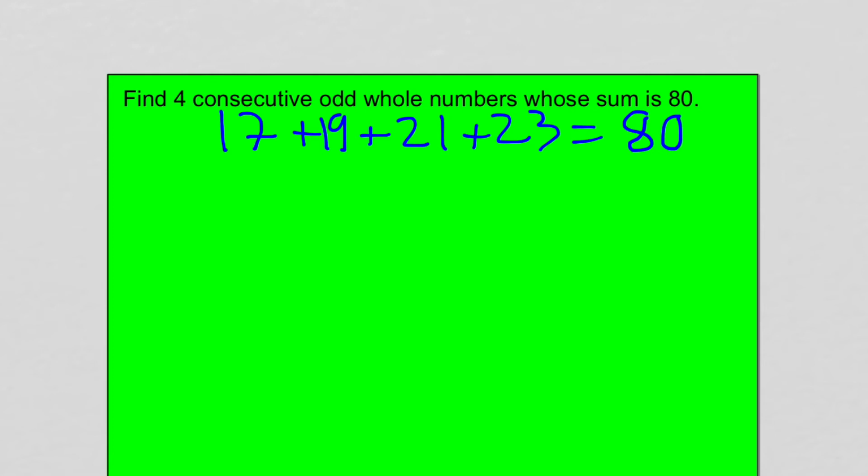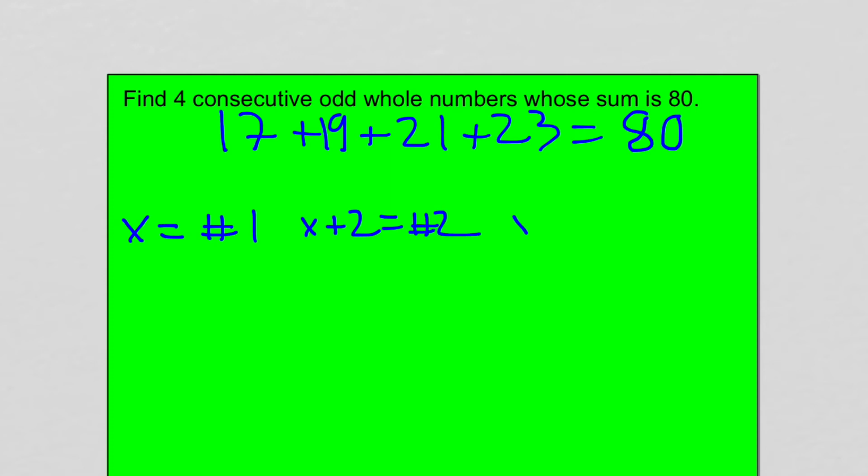To apply algebra to them, you would do the same thing as before. We're going to have 4 unknown numbers. The first one will be x. So x will be the first unknown number. The second unknown number has to be 2 above x because they're odd whole numbers, so always skipping one. So the next whole number would be x plus 2 equals number 2.